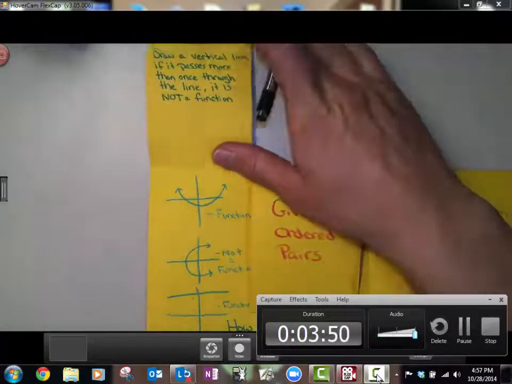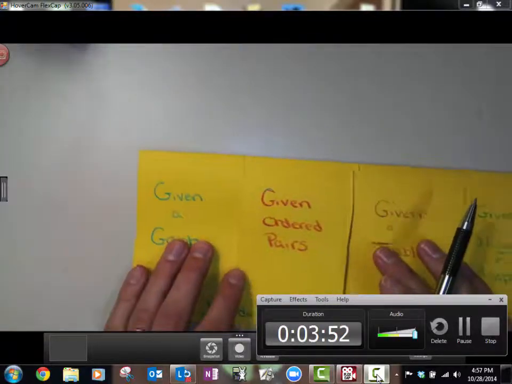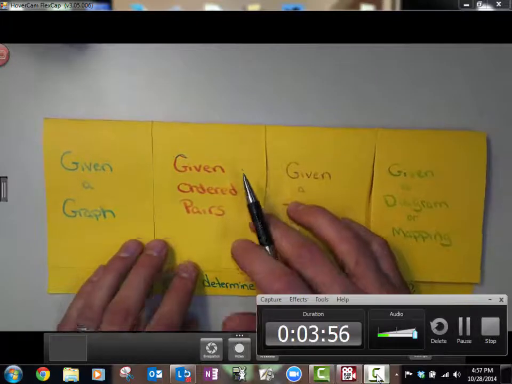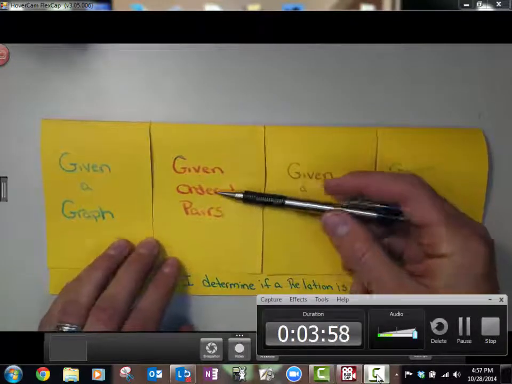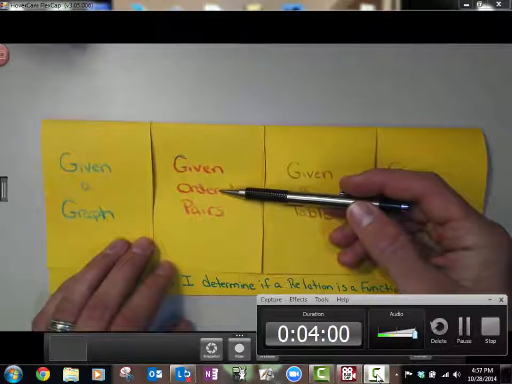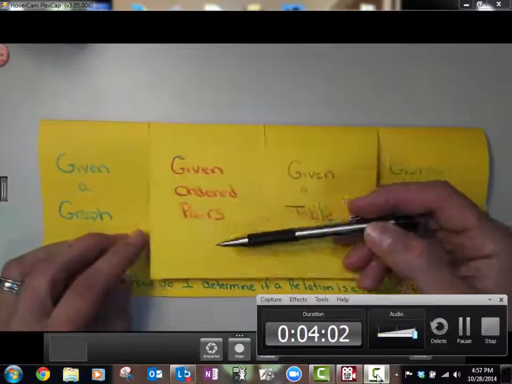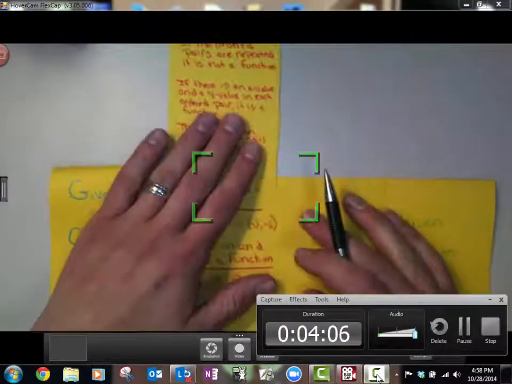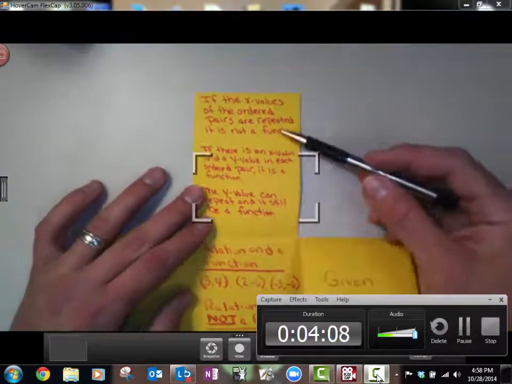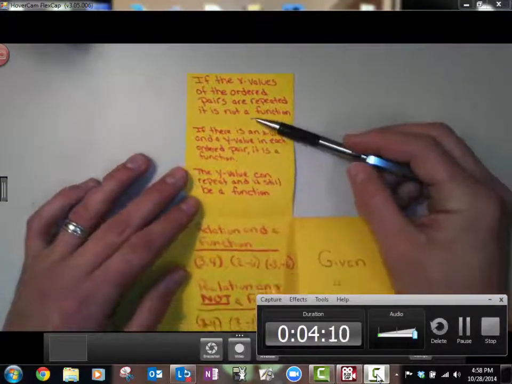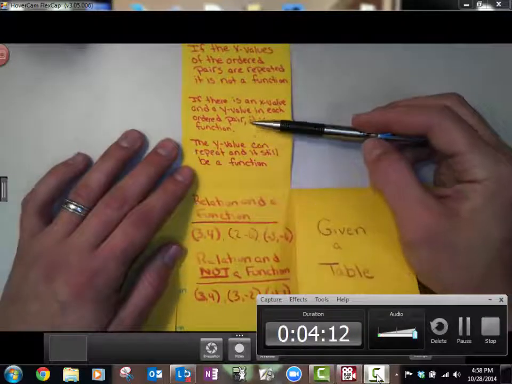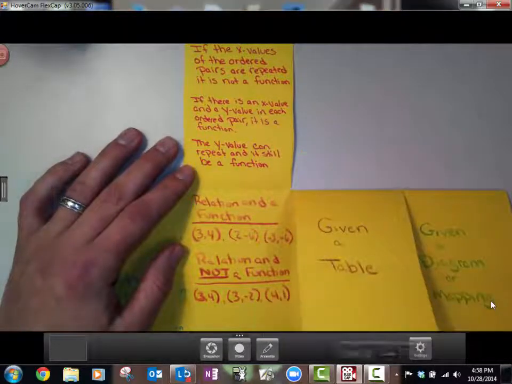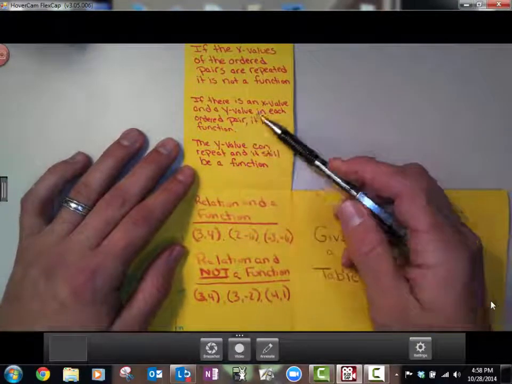Now, as I'm going to move on to the ordered pairs, we're going to look at the difference of those. So yes, on the outside of the foldable, I do want you to write "given ordered pairs," and then we're going to look at some. Here, as I look at these, I'm going to leave this up for you to be able to copy this, because I want you to be able to see what is a function, what is not a function, and actually have a definition to go with it.